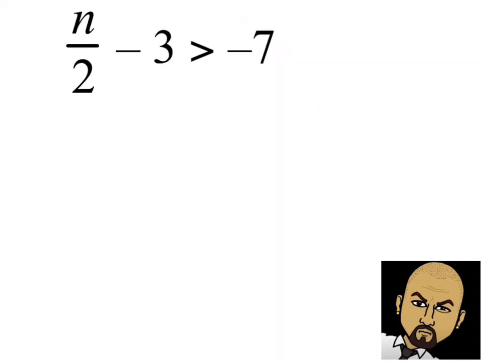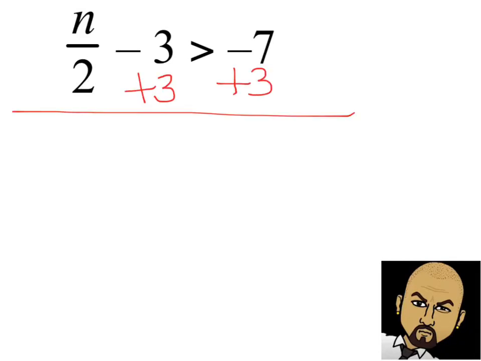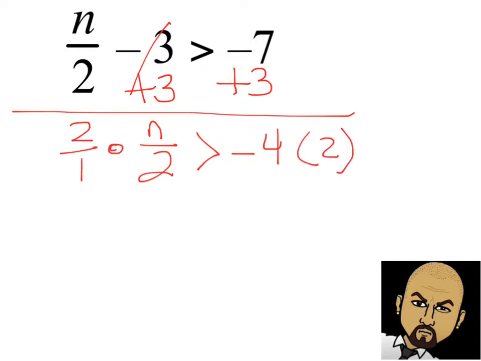All right, let's do another example. N divided by 2 minus 3 is greater than negative 7. Follow the steps. First thing we have to do is undo adding or subtracting of our constant. We end up with n divided by 2 is greater than negative 4. Now we go to undo multiplying or dividing. N is being divided by positive 2. How do we undo dividing by positive 2? Multiplying both sides by positive 2. On the left-hand side, 2 times n divided by 2 is n. On the right-hand side, negative 4 times positive 2 is negative 8.